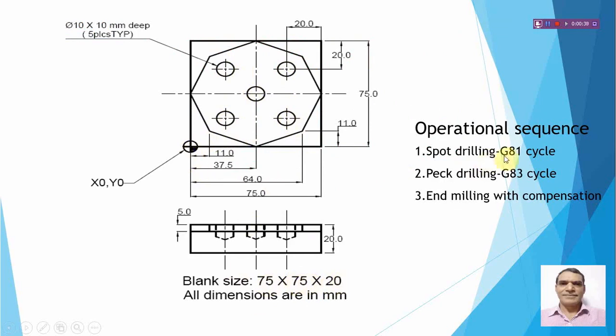First one is the G81 cycle, nothing but a spot drilling operation, just making the punching at 5 spots. Then we go for the G83 cycle, nothing but a peck drilling operation, and then finally we go with the side milling operation, nothing but end milling with the compensation G41 or G42. If the cutter is rotating in the clockwise direction, it is G41. If the same cutter is rotating in the anti-clockwise direction, the cutter position is right, so right side compensation is to be given as G42.